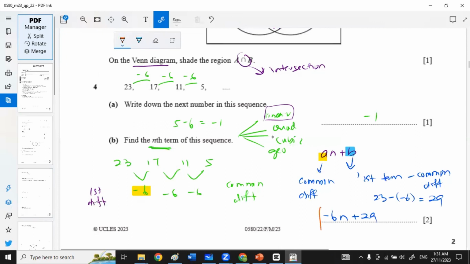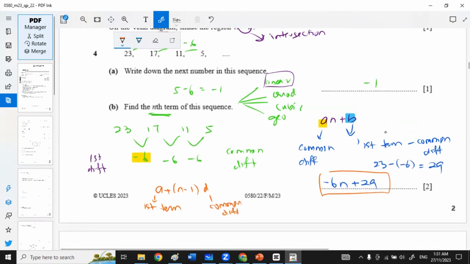Here we can use a different method. Okay, you have another formula which is a plus (n minus 1)d, where a is the first term, d is the common difference. A different formula. Okay, so you can try to use this, you should get the same answer.